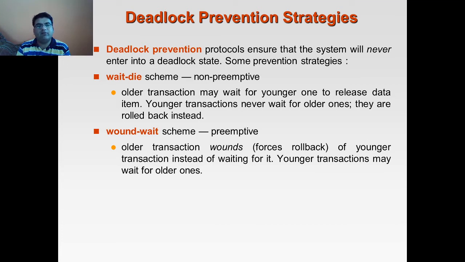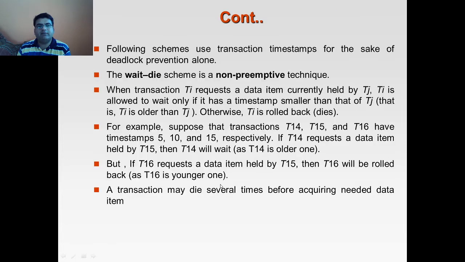But the wound-wait scheme is a preemptive scheme. If an older transaction demands data which is currently held by another transaction, it will be preemptive immediately, and the older transaction wounds, forcing rollback of, the younger transaction. We'll see these one by one using suitable examples.